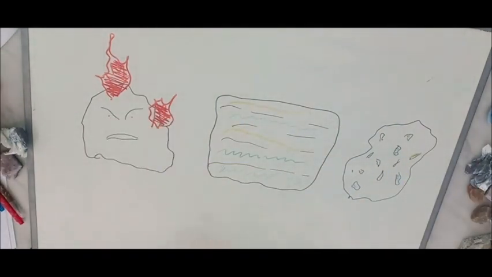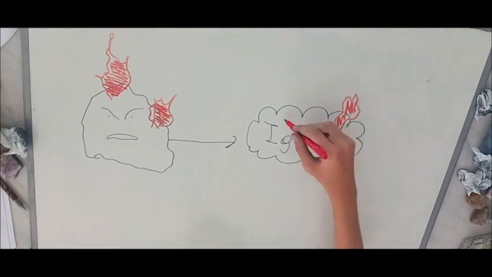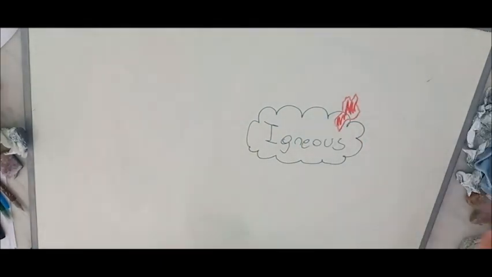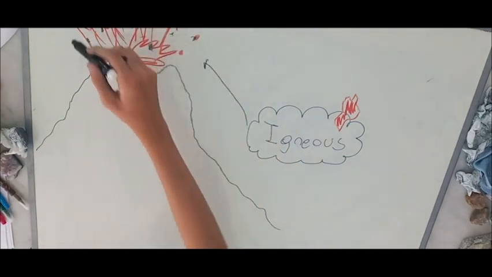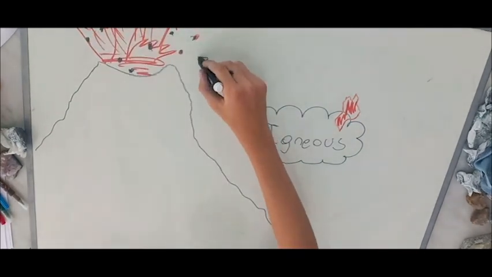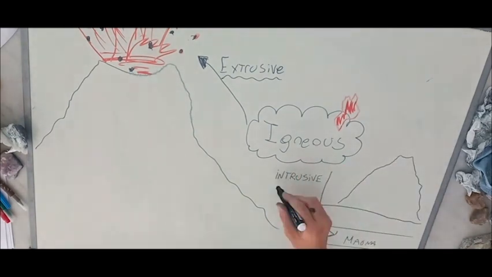The first rock is called igneous. Where do you think they come from? Well, there are two types of them, extrusive and intrusive. The extrusive one cools quickly with lava flying out of the volcano. The intrusive one cools beneath the surface by magma, very slowly.